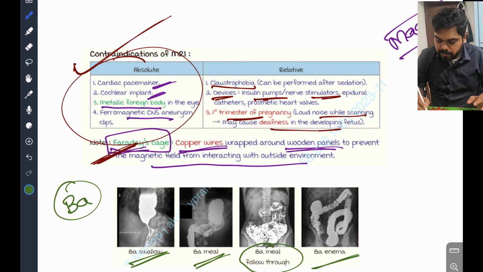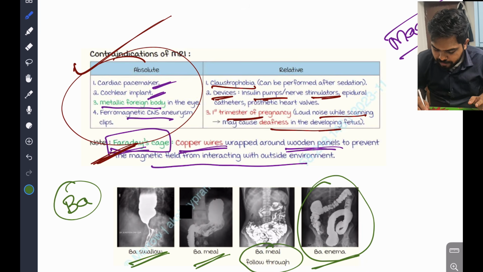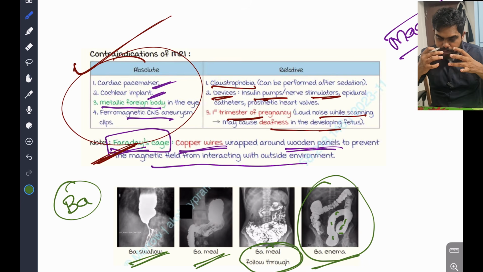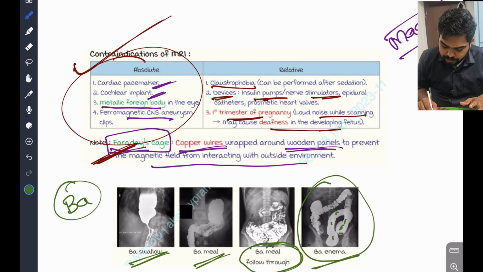We should differentiate them. You can see the barium enema: you can see the bowels here, the rectum and colon, part of the transverse colon, descending and ascending colon. This is barium meal follow through. It went from the stomach to the duodenum and followed through, and you can see the small bowels and all.